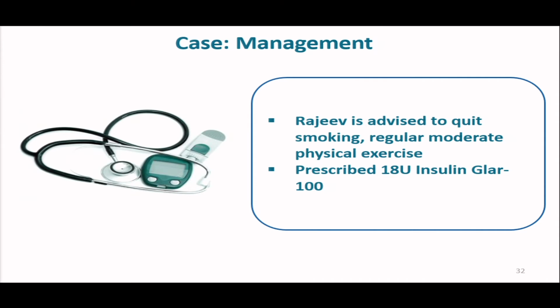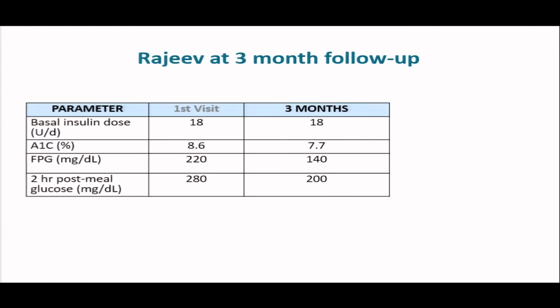So for Rajeev, we advise him to quit smoking, engage in moderate physical exercise, and know that that does not count getting up from the chair and cheering for your favorite team in the IPL. That means actually getting out there and doing something. And we're going to prescribe him 18 units of Insulin Glargine U100.